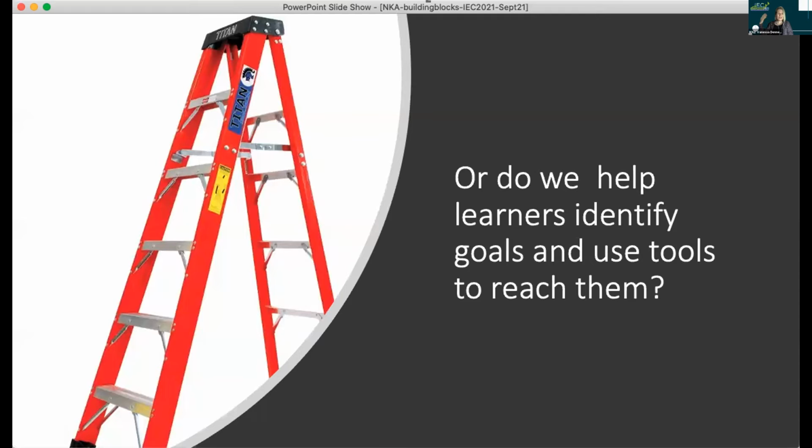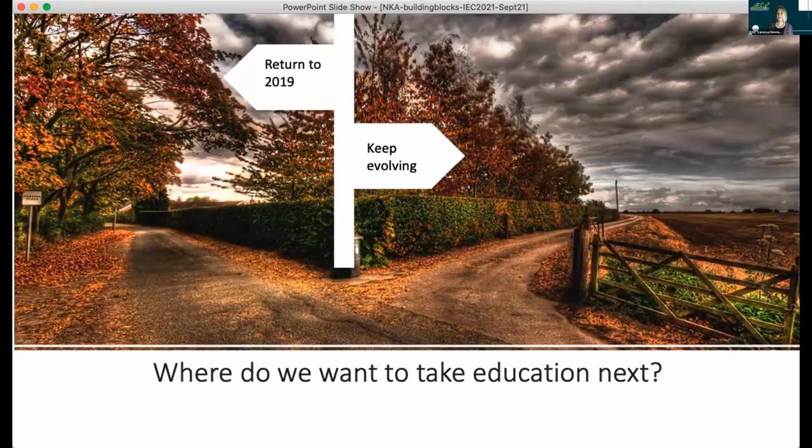So really, it's not about the tools. We use them, but it's about having the learners identify their goals and then use the tools to reach their goals. And we as educators need to think about what skills we can be developing for our learners and encouraging in the classroom so that they become even better independently at doing this once they are outside of our classroom.